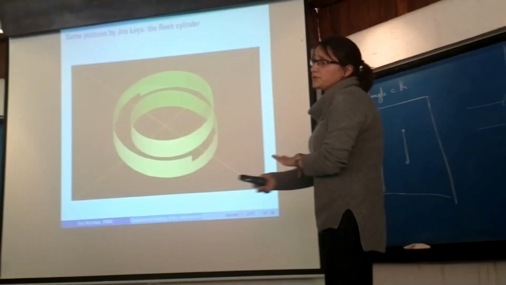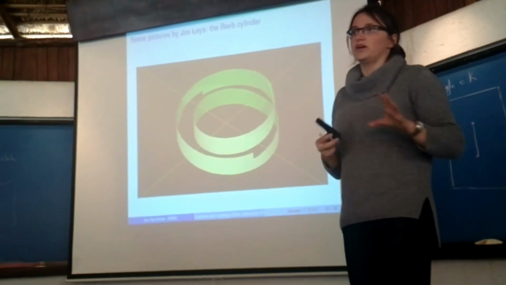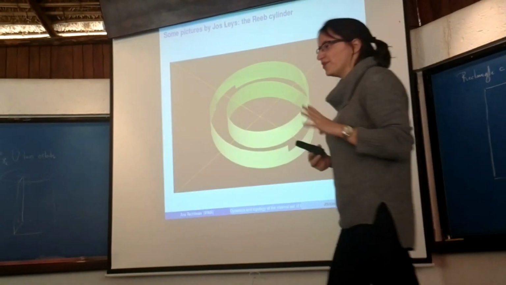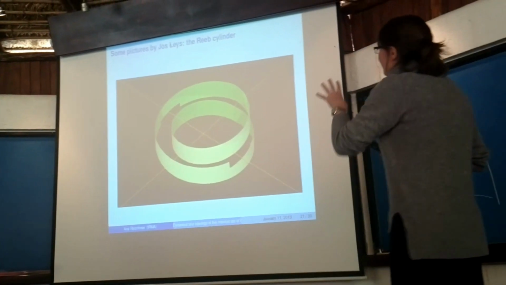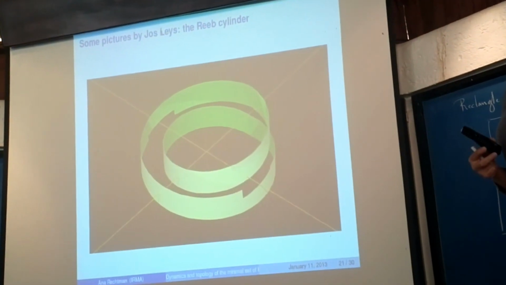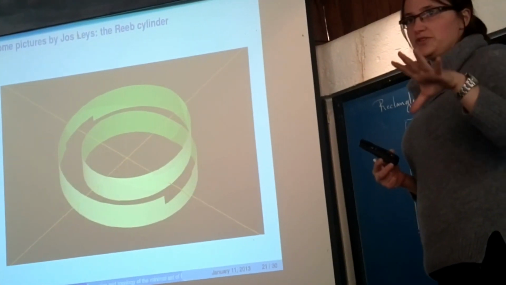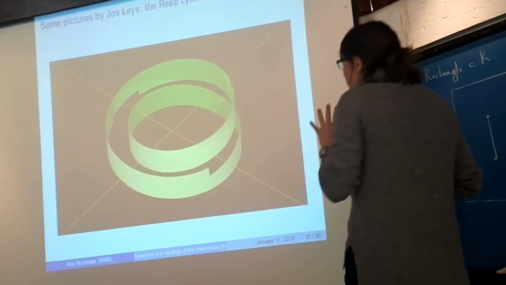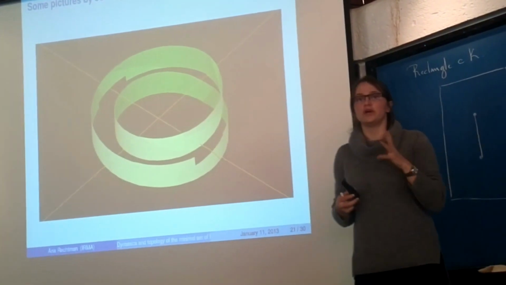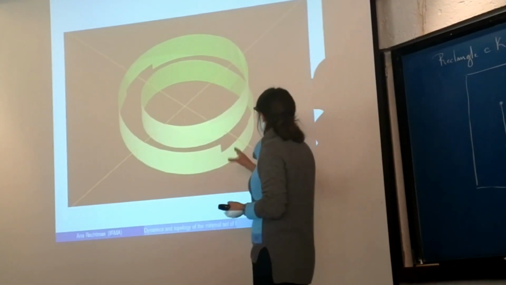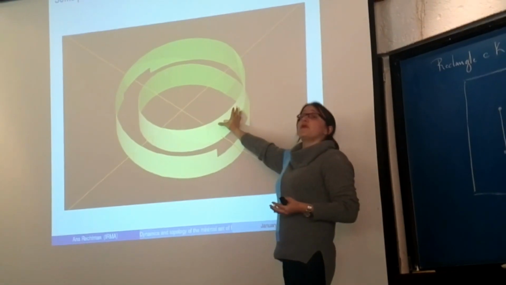So these are some pictures by Joss. These are not really satisfying, but they give the idea. So this is a rev cylinder as is embedded in the Kuperberg before the insertions. Okay? So the next thing that we will have to do in a Kuperberg construction is to take apart here.